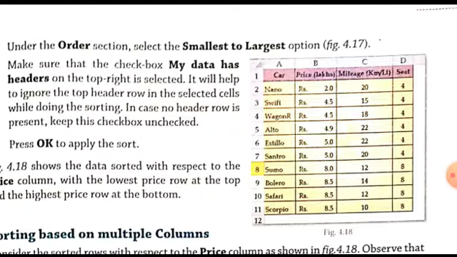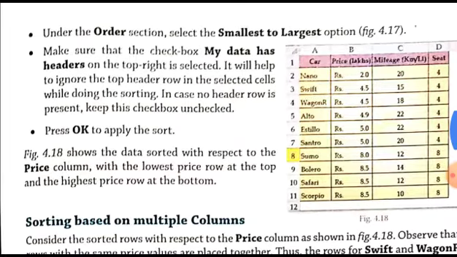You can see that now the data has been arranged in ascending order with respect to the price column. The lowest price row is at the top, and the highest price row is now at the bottom. Now the data in the sheet has been sorted. The selected range has been sorted with respect to the price column. So here we'll end this video.